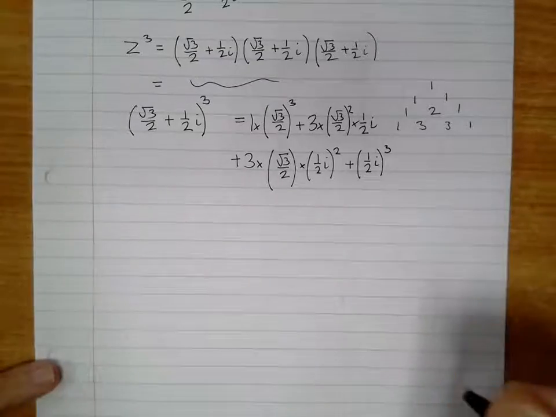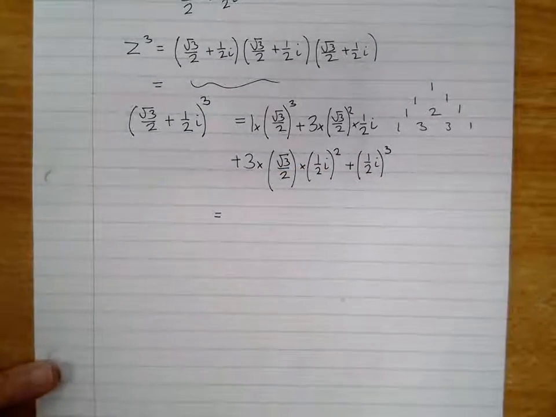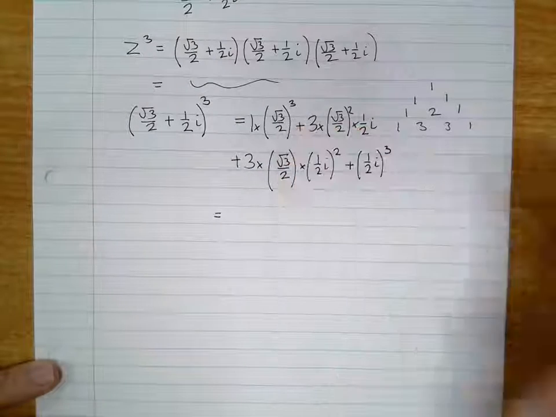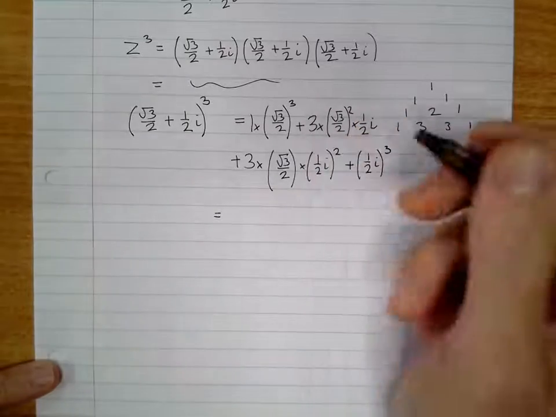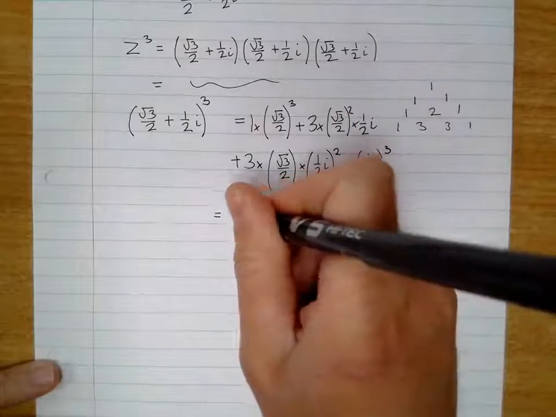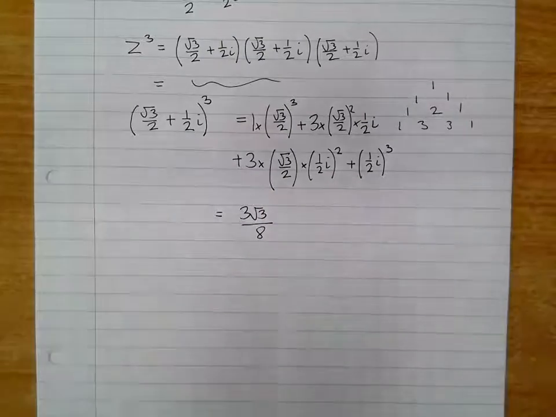Okay, so if I now multiply it all out, root 3 cubed is going to be root 3 times root 3 times root 3, which is 3 root 3. Root 3 times root 3 is 3, so it's 3 root 3. I'm sure you'd probably just do this all on your calculator, wouldn't you? But that's rubbish. All over 8, like that.